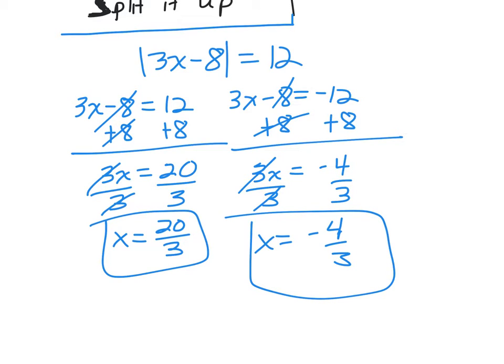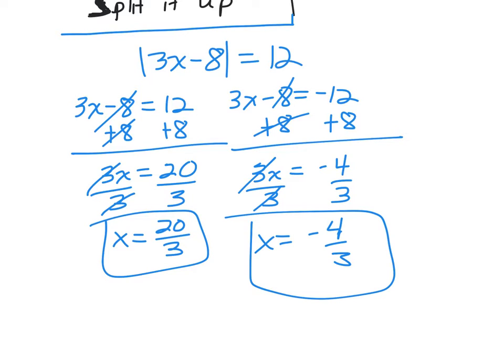Well, if you put 20/3 in here for x, then you'll end up with 12, and the absolute value of 12 is 12. If you put negative 4/3 in here for x, you'll end up with negative 12, and the absolute value of negative 12 is also 12. That's how they both work. Are we making any sense here, class? Yes.